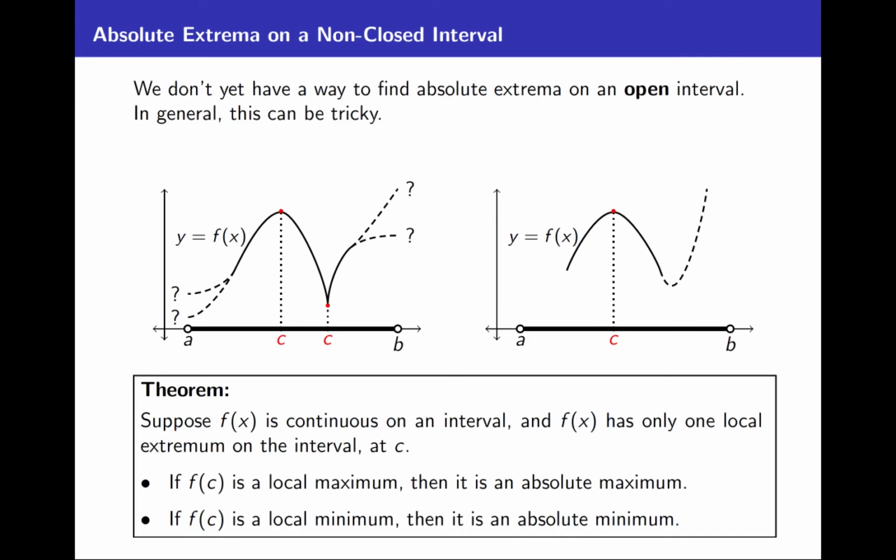So this theorem is really useful. It gives a way of finding the absolute extrema of a function on an interval, either open or closed, under this situation where there's only one local extremum. So what this is saying is that if you're after absolute extrema and this situation holds, then you can use your techniques for finding local extrema to figure out whether you have and where you have an absolute maximum or an absolute minimum.